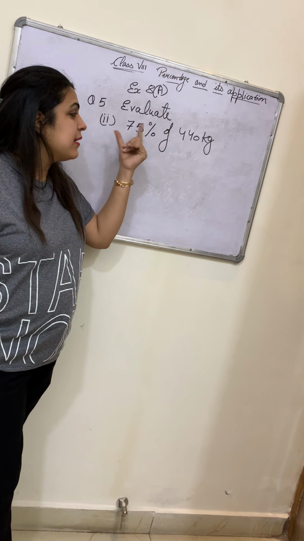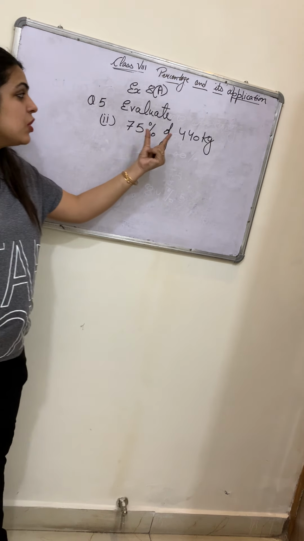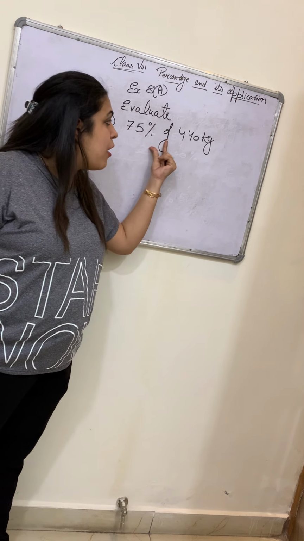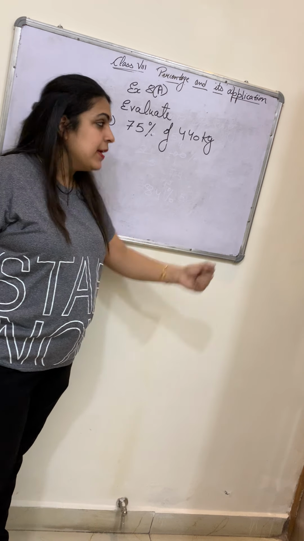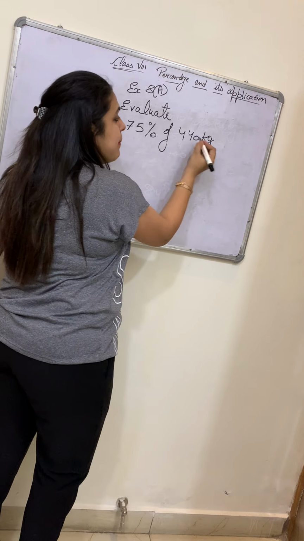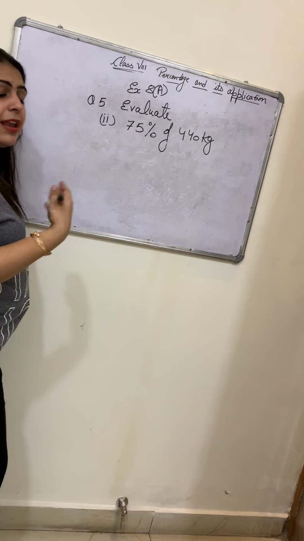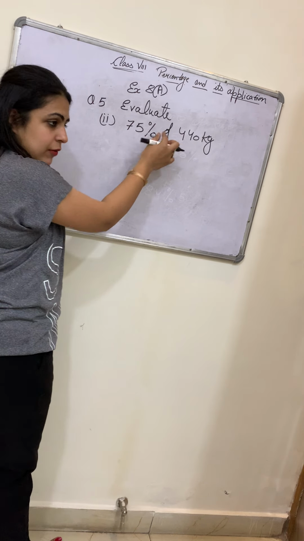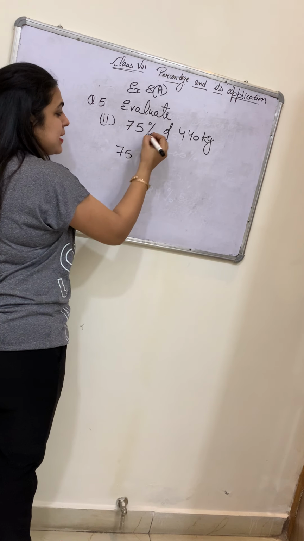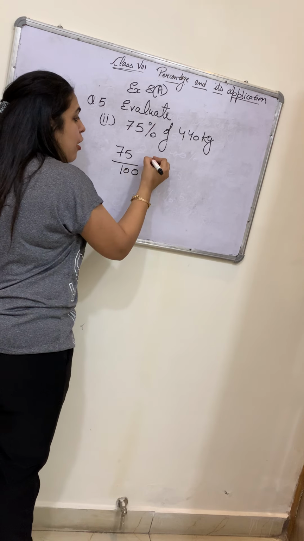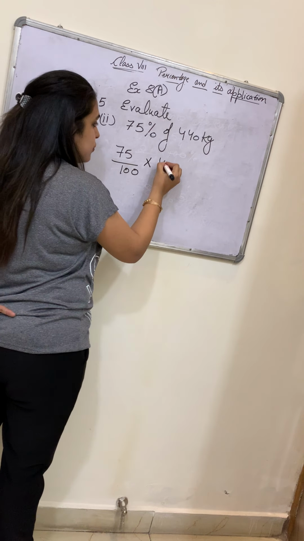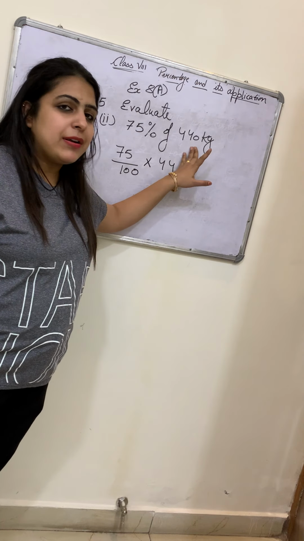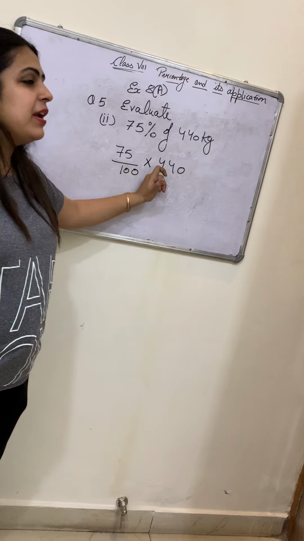Now coming to this, इसमें क्या है? We have a percentage of a number. Okay, certain percentage of a certain number. How do we do this? How to calculate percentage of a number? Of means multiplication, right? So this is 75% is 75 upon 100. Of means multiply into 440. 75% of 440 is 75 upon 100 into 440.